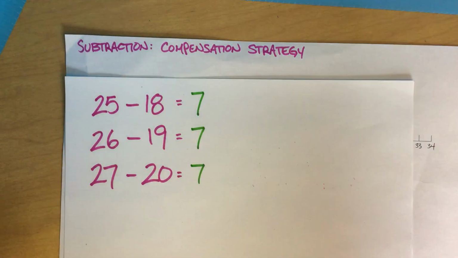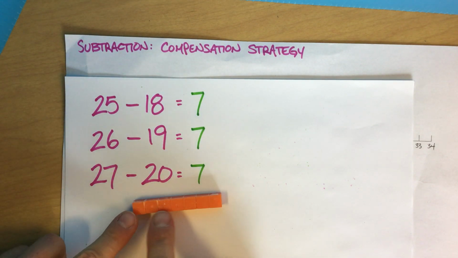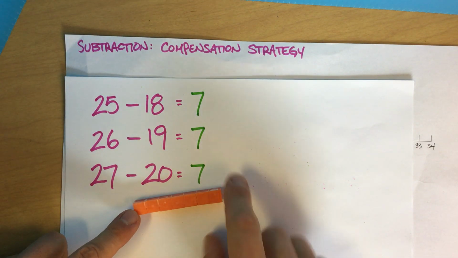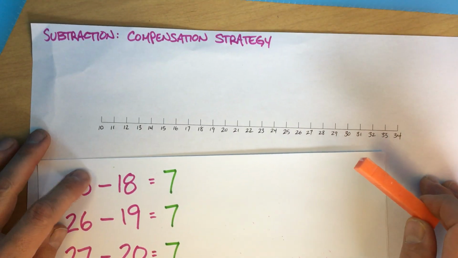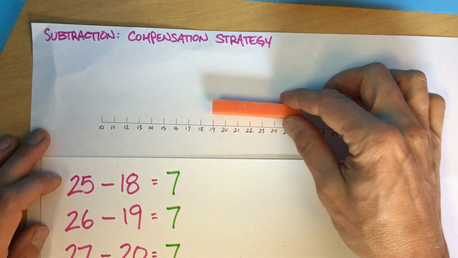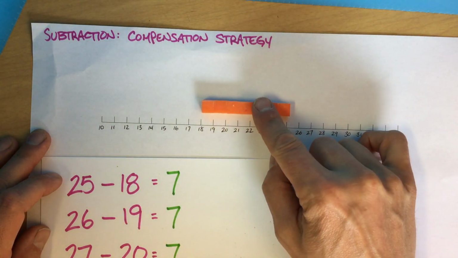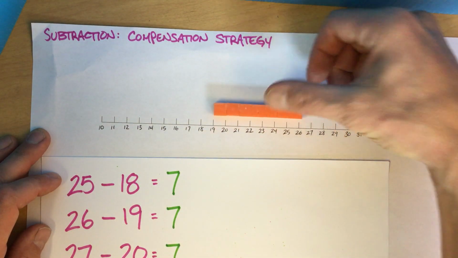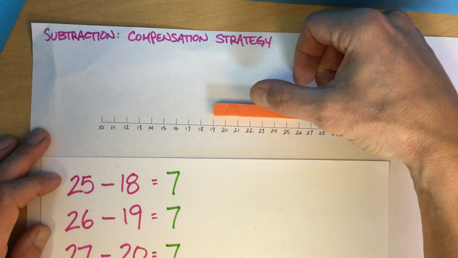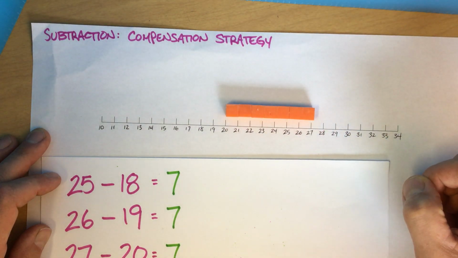Now to demonstrate, I've built a little block of 7. It's 7 base 10 blocks long. I'll come over here to my number line. And what I can do is show that the difference between 25 and 18 is 7. The difference between 26 and 19 is 7. And the difference between 27 and 20 is 7.